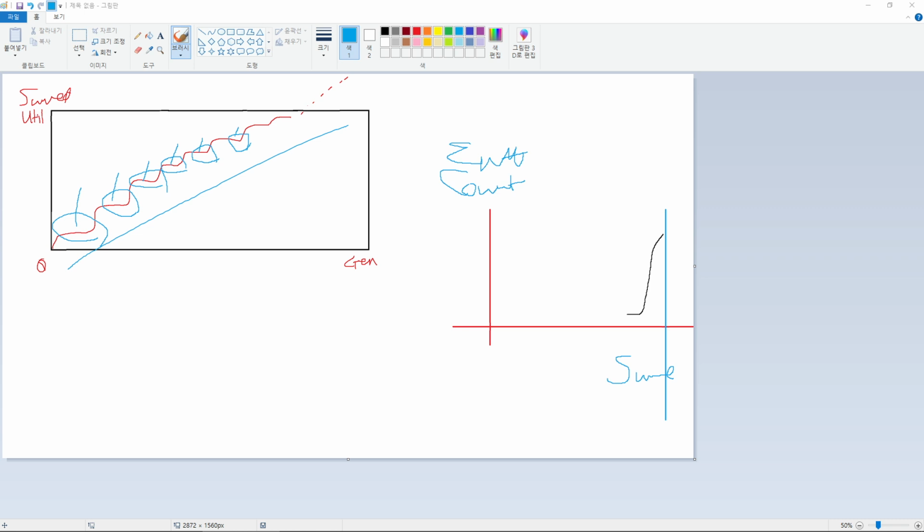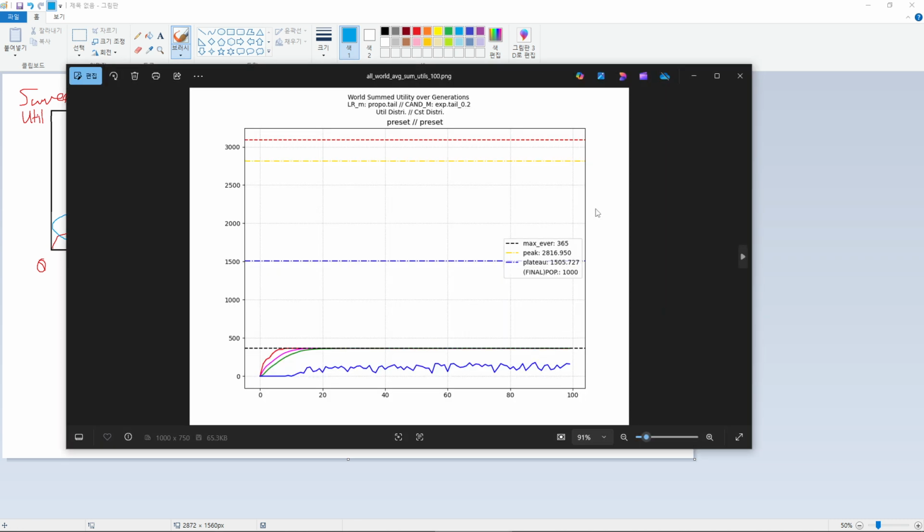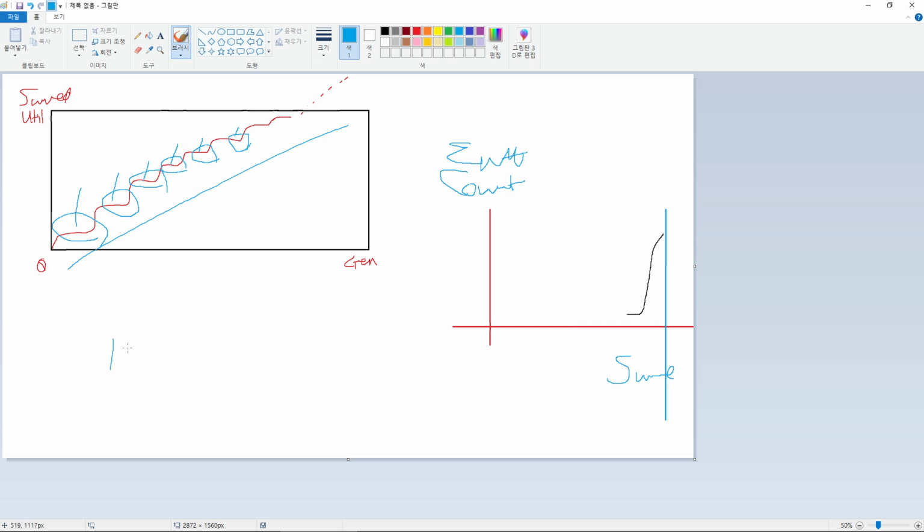So the first thing, the first setting is where the number of items would start from 10 items and then go to 20 and then go to 30 all the way to 100 items, per 100 generations.